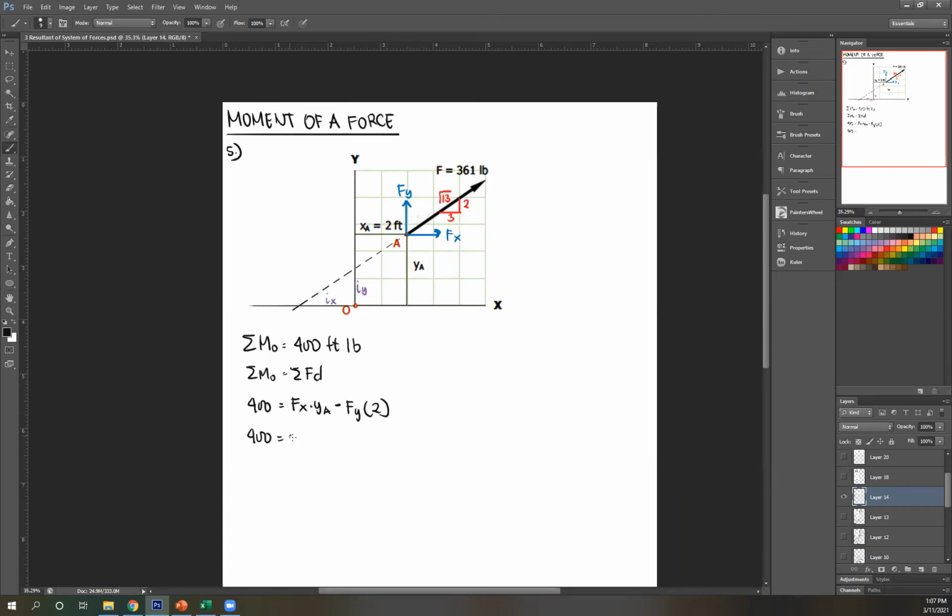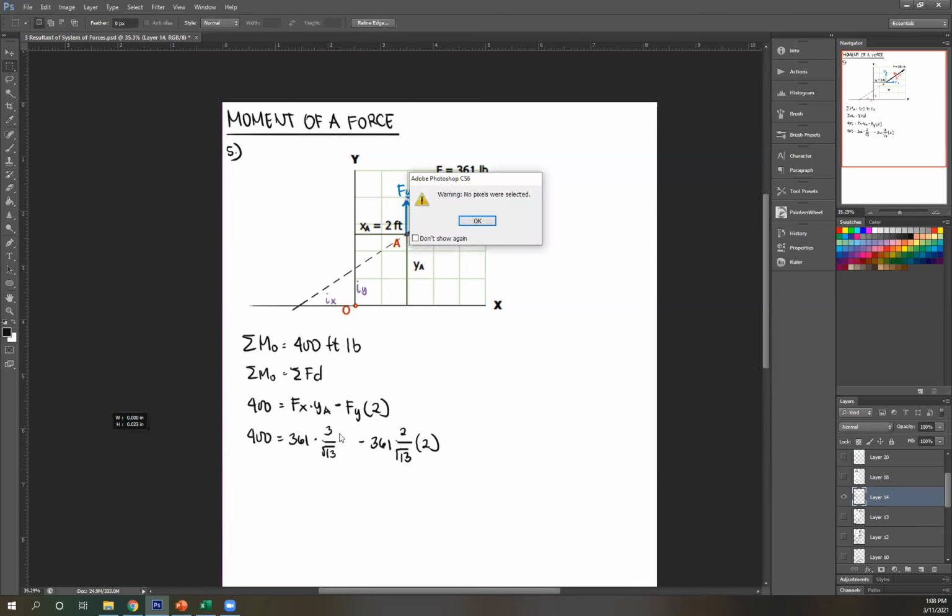And then, rewrite your components. Fx is just 361 times 3 over square root of 13, minus 361 times Fy, so parallel to y is 2 over square root of 13, times 2. This is times YA. Okay, so using this equation, I can solve for YA. Solving for YA, you get 2.67 feet.